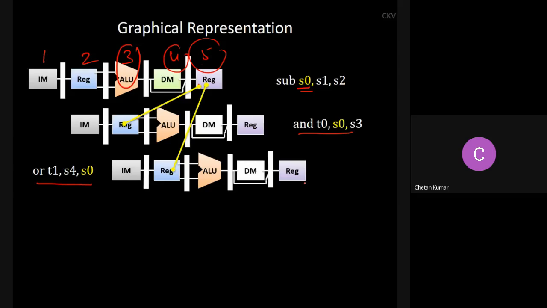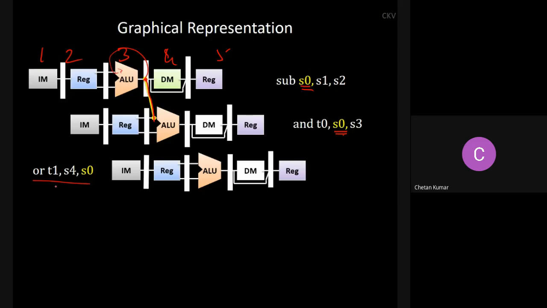What is the other solution? The other solution is to forward. Now, how do I forward? The S naught value is already ready here, at the input of the ALU stage, so I can directly send it. This is in the 3rd clock cycle. At the end of the 3rd clock cycle, my S naught value is ready, and if the next instruction requires it, I can directly pass it to the next stage. So I can pass the data from the 3rd clock cycle to the input of the ALU, which means it is available at the input of the ALU.